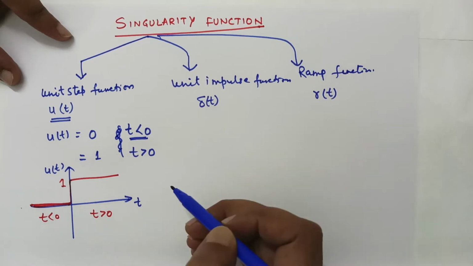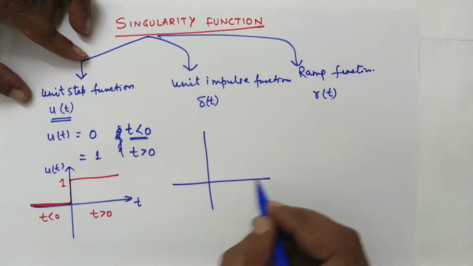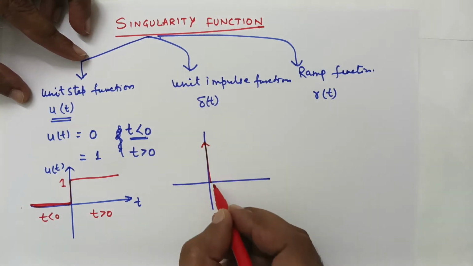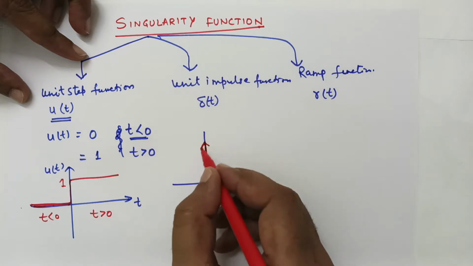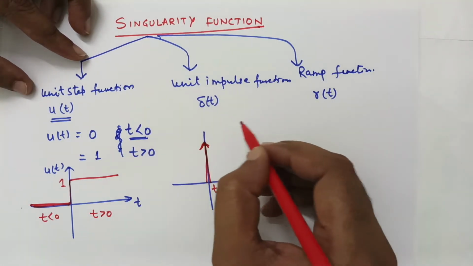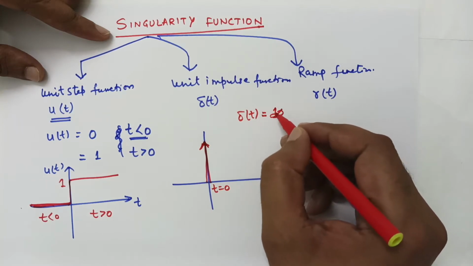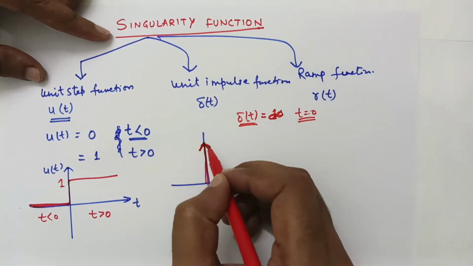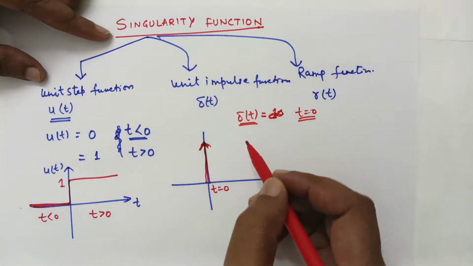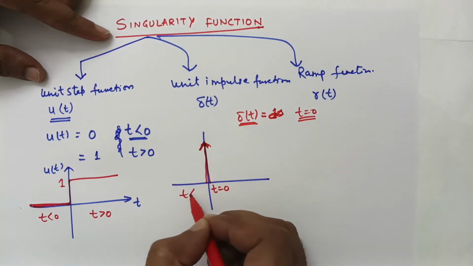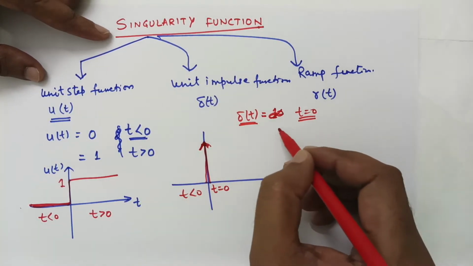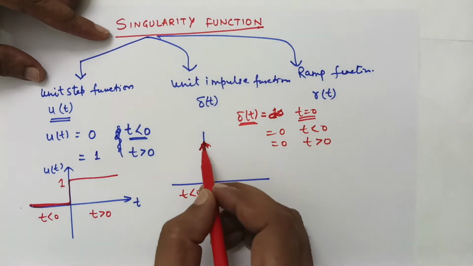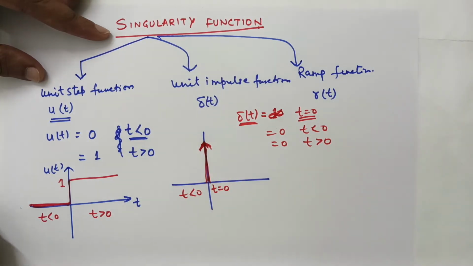Similarly, the unit impulse function is defined as an impulse at t equal to 0. There is just one impulse at t equal to 0, meaning delta(t) equals infinity at t equal to 0. The value of this function is infinity, that's why I am showing it as an arrow. For t less than 0, the function is 0, and also 0 for t greater than 0. So this function is the unit impulse function.